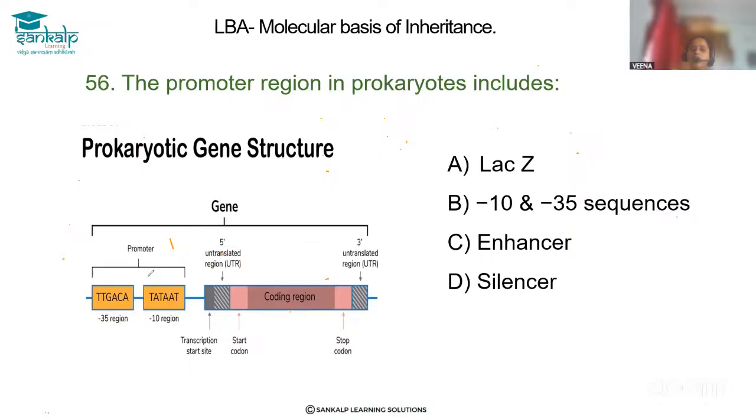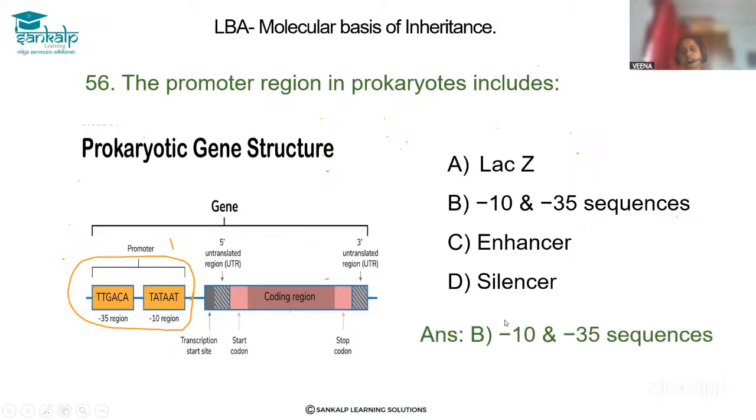In prokaryotes, there are two regions, called the minus 35 region and the minus 10 region, that contain the sequence. So six base pairs here, TTGACA, and TATAAT. So these are the two regions present in prokaryotes, and that is called the promoter region. So the correct answer in the case of prokaryotes is the minus 10 and minus 35 sequences that act as a promoter region.